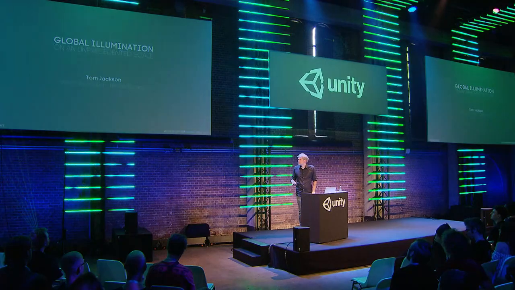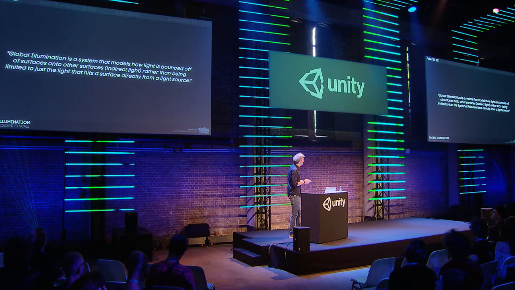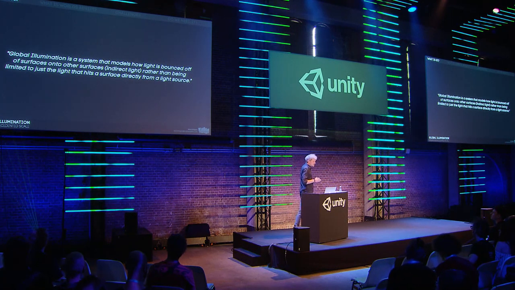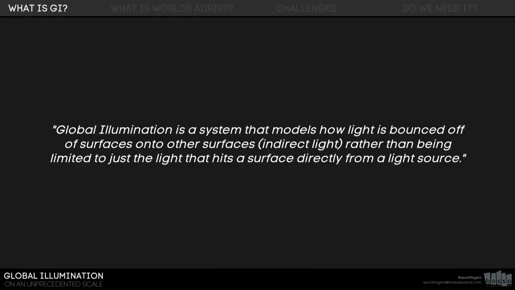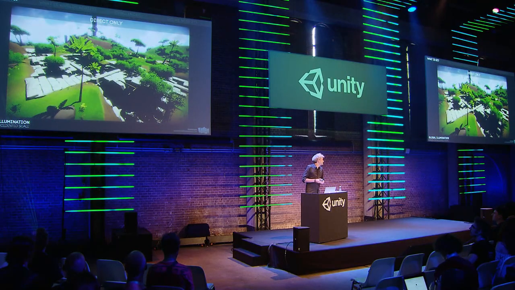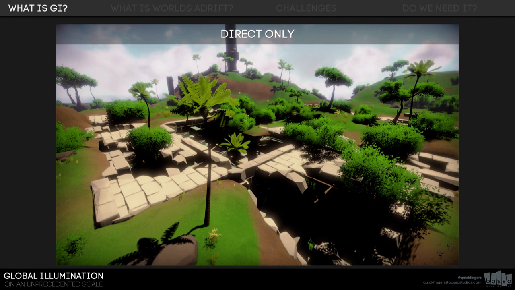Okay, so we're all on the same page. What is global illumination? You probably all know what it is, but the basic idea is that it's a simulation of indirect light. That means light that is bounced off of other surfaces onto surfaces. So here's an image that just shows direct light. You can see it looks very unnatural. This is what you wouldn't expect in a game.